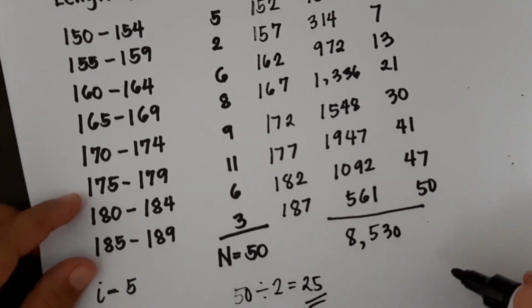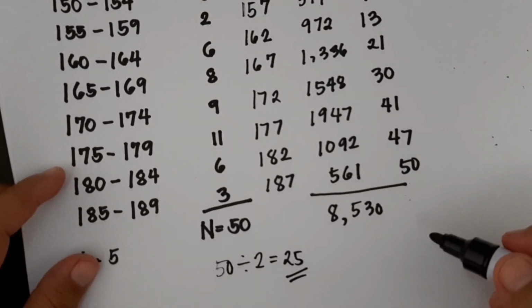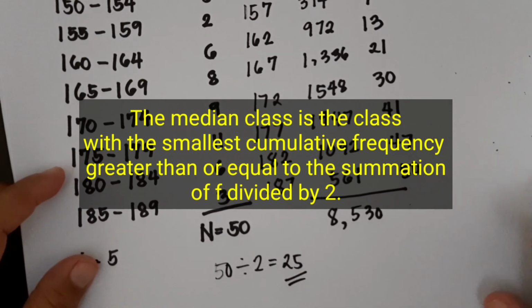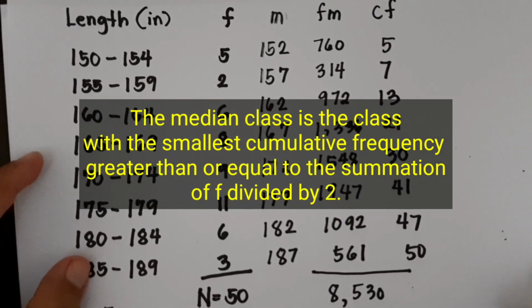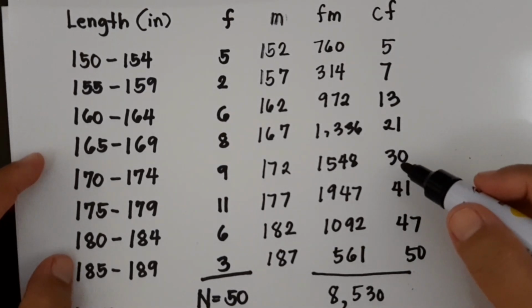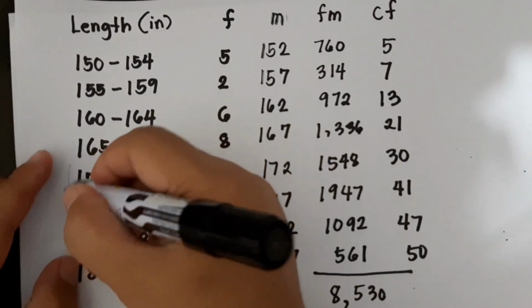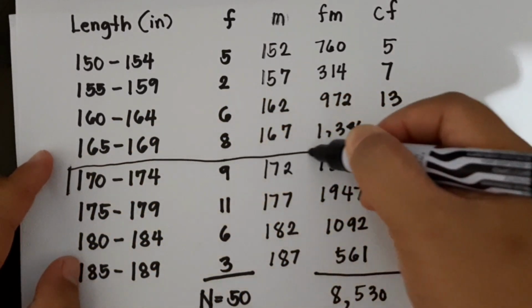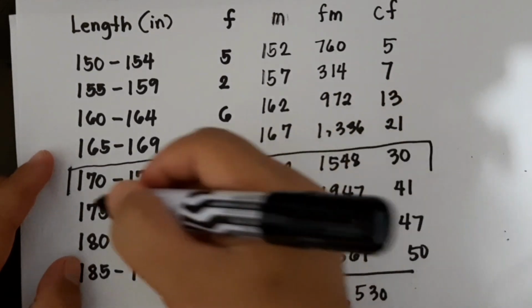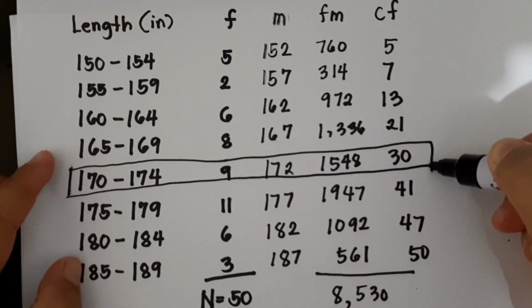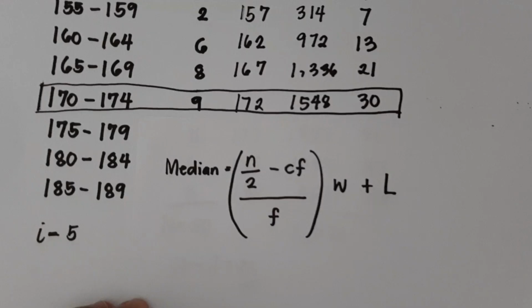Now, after that, you should get the first number which is greater than 25 from the cumulative frequency. So, ang pinakaunang number na mas mataas sa 25 ay itong 30. So, meaning, this will be your median class. Okay? Importante ito kasi dito nyo lahat kukunin yung mga kailangan natin sa formula ng median.